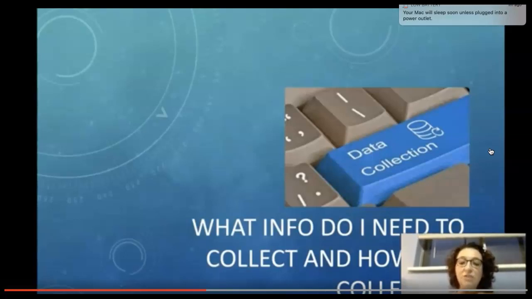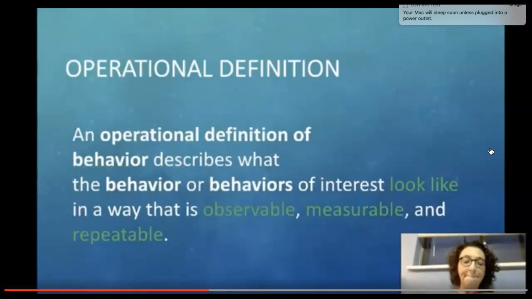So what do we really need to know when we're collecting data as the TVI? We need to know an operational definition. Like I said in the beginning when I talked about what behavior is, behavior has to be observable, measurable, and repeatable. So it can't be, that kid really lacks motivation, right? Because that's not something we can observe or measure. That's just our opinion, right?